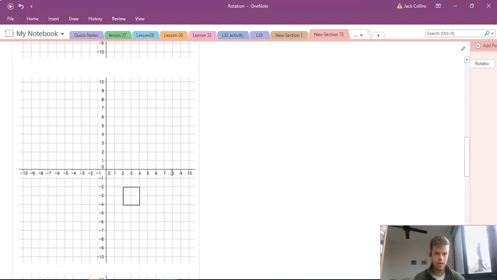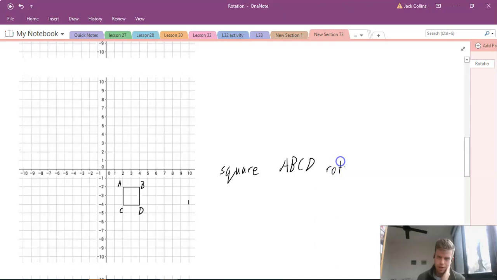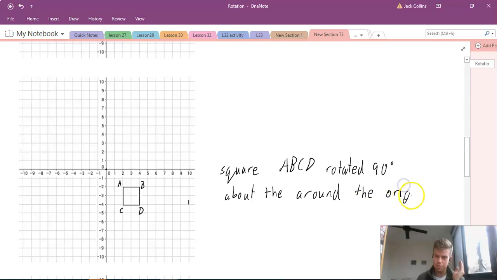So let's have a look if we're rotating, lastly, about the center, square ABCD. So if we had square ABCD rotated 90 degrees about the center. So about the center just means around the center. So your center is, or we might call it the origin actually. The origin is just your middle point of your Cartesian plane, so 0, 0.